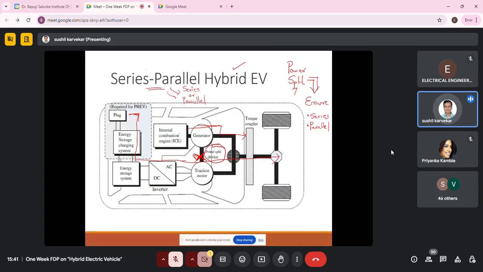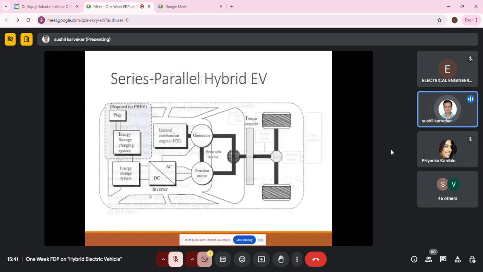So IC engine, generator, transmission, and wheels. This would be the first option, and the second is from the energy storage system, inverter, traction motor, and then to transmission and wheels. So that would be the second scenario. Again, this role would be played by the power split device.